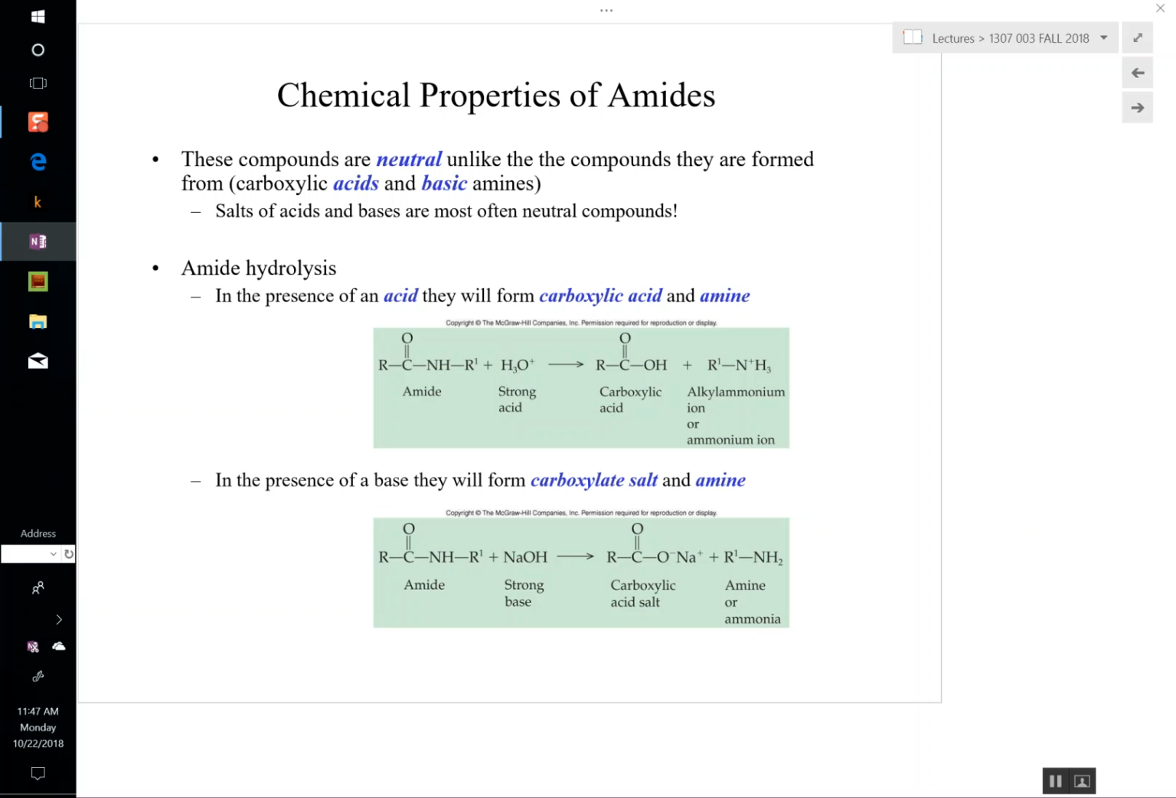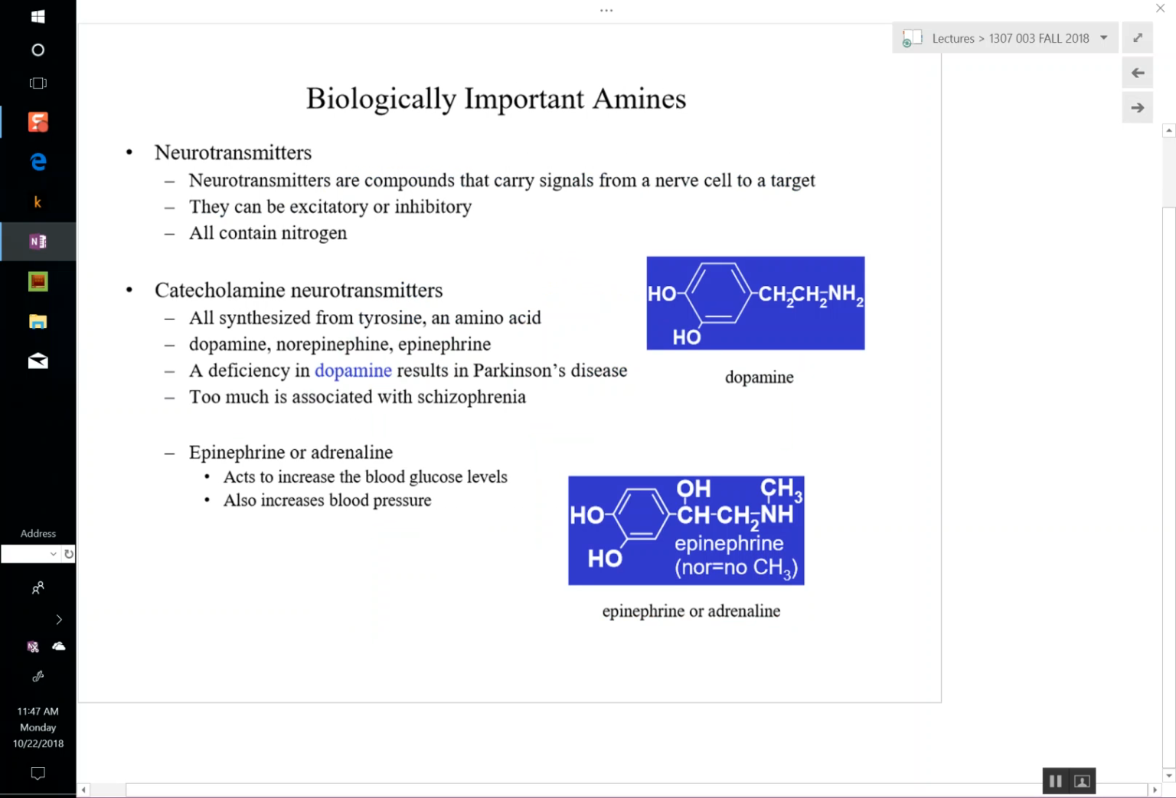And I'm not going to emphasize reactions of them. You can react an amide with a strong acid and form a carboxylic acid and an amine. You can react an amide with a strong base and form an amine, but also the salt of the carboxylic acid. But be able to name, know the amide functional group, know what it looks like, be able to name some simple common amides: methanamide, formamide, ethanamide, acid amide, benzamide.